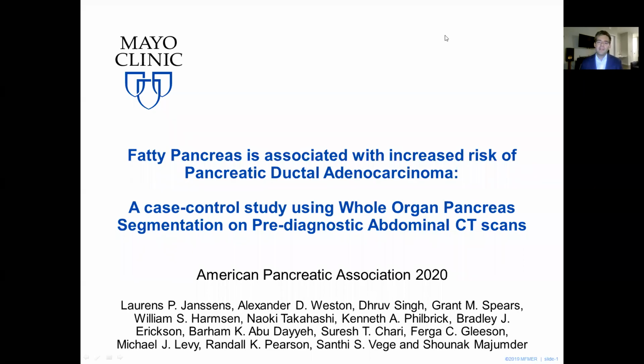My name is Laurens Janssens, and I will be presenting our study titled Fatty Pancreas is Associated with Increased Risk of Pancreatic Ductal Adenocarcinoma, a case control study using whole organ pancreas segmentation on pre-diagnostic abdominal CT scans.